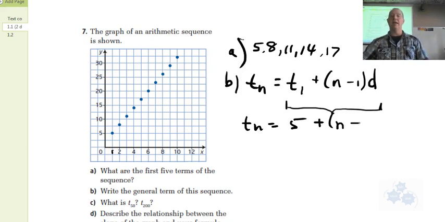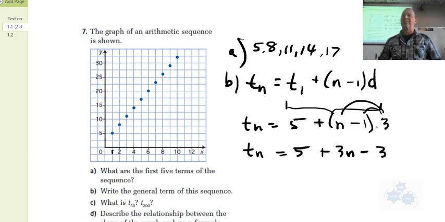So let's leave n as n, 1 is 1, and the D we said was positive 3, correct? So now what we do is we just multiply and gather like terms and simplify the expression, and that's the general term formula. So we've got 5 plus, this is going to be 3n minus 3 when you distribute here. Okay? So we're cracking off some rust here, right, with algebra, manipulating formulas, stuff like that, right? So hopefully this is going okay for you.